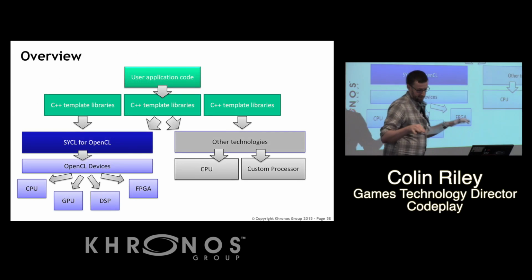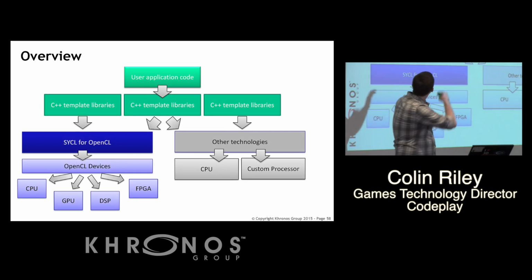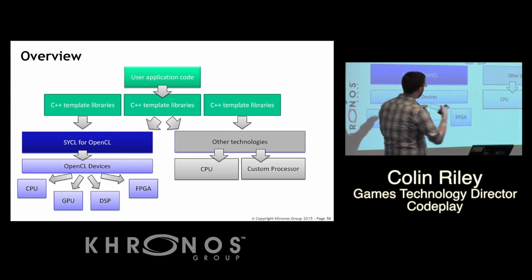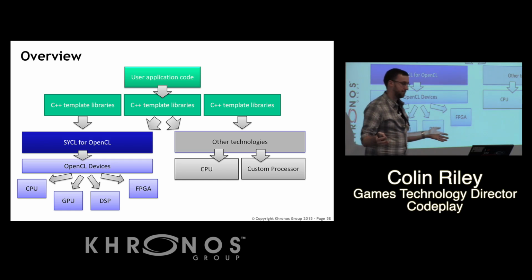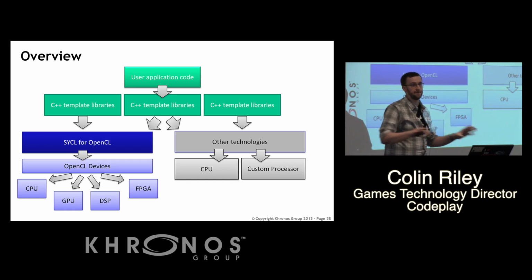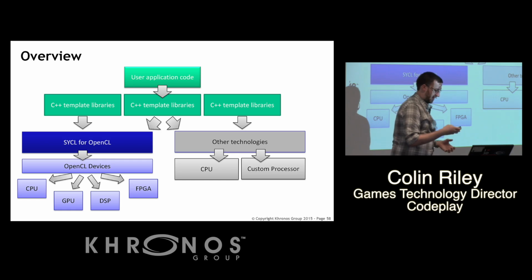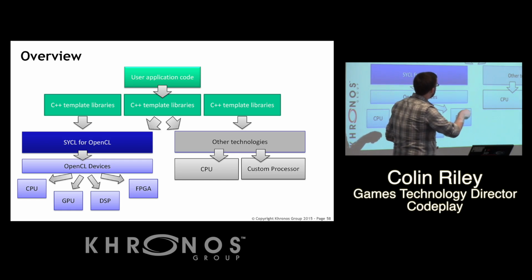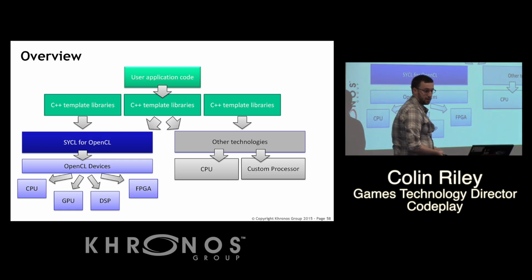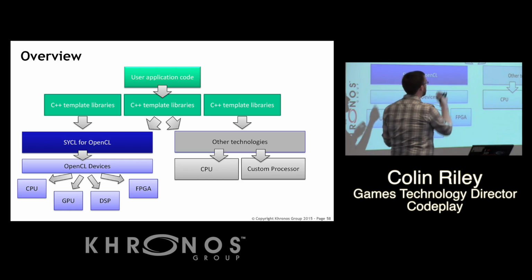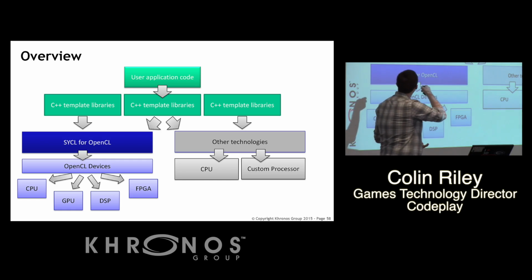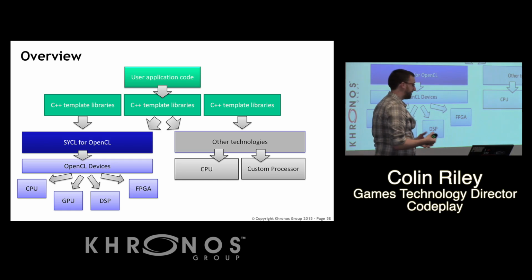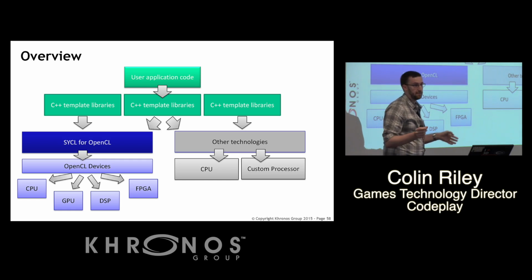So here's a diagram. It's quite big, but this is very simple. Imagine your user application code. It's quite a big application, and you'll be using libraries and templates from many different sources. You might have some that use other technologies that go down to a CPU or custom processor, and then you have template libraries that go between OpenCL and other technologies. Then you have ones based on SYCL, and those can go all the way down and target many different OpenCL devices, from CPUs to GPUs all the way to FPGAs.